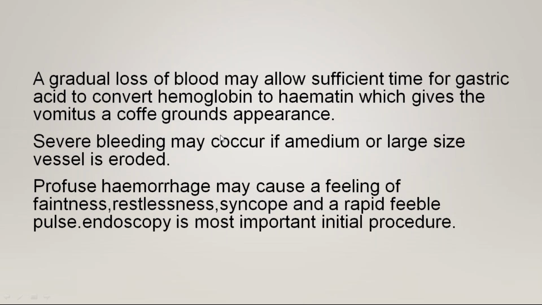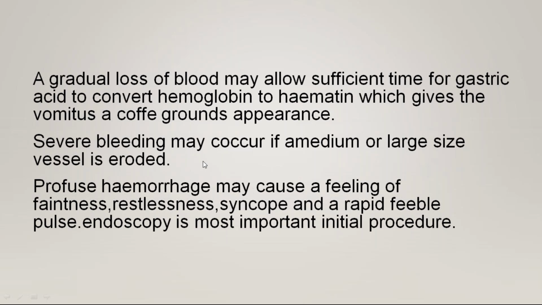So when there is hematemesis, we can find bright red blood or coffee ground appearance of the blood. Why is there a coffee ground appearance? When there is a chronic bleed, gastric acid from the stomach can lyse the hemoglobin and form hematin. So hematin will appear as coffee ground appearance.